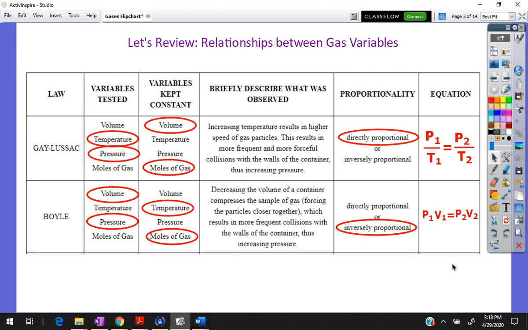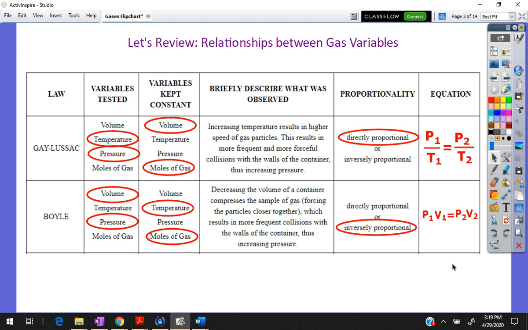The first relationship, which measured temperature and pressure while holding volume and moles of gas constant, is Gay-Lussac's law. It is directly proportional, meaning when one increases, the other increases. The equation for this is P1 over T1, which is the initial pressure and initial temperature, and that's equal to P2 over T2, which is the new pressure, new temperature. Increasing the temperature results in higher speed of gas particles. This results in more frequent and more forceful collisions with the walls of the container, which increases our pressure.